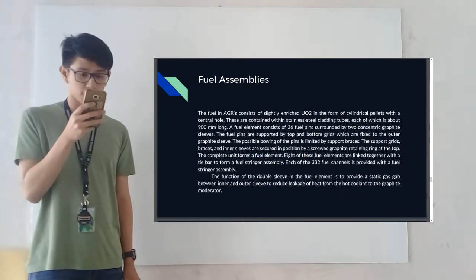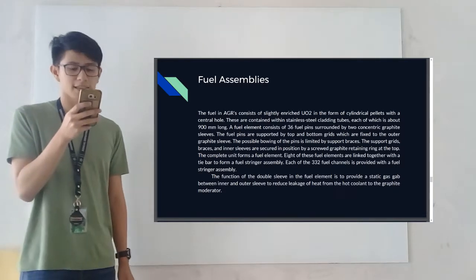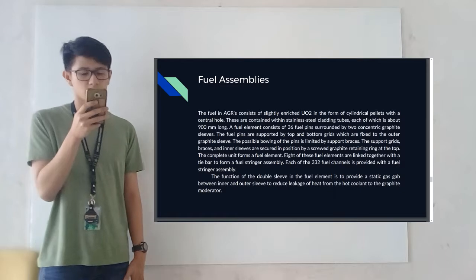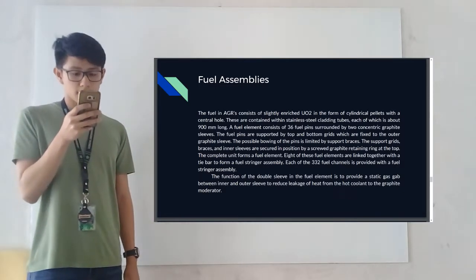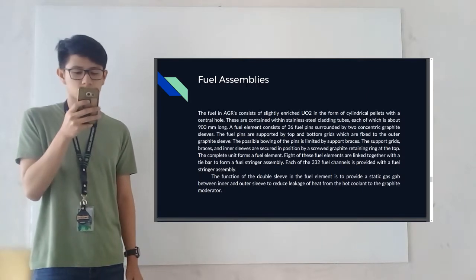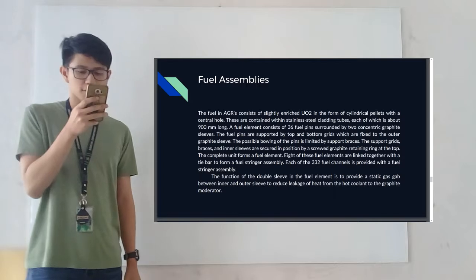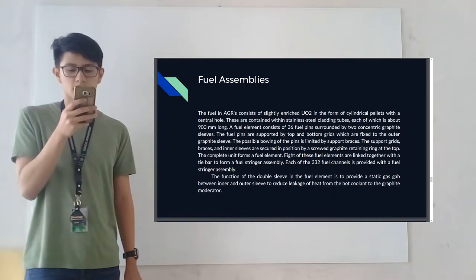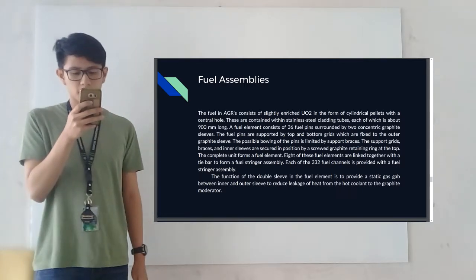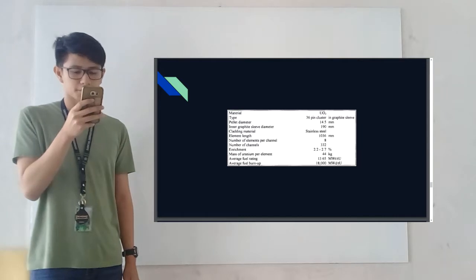Then, for the fuel assemblies, the fuel in AGRs consists of slightly enriched UO2 in the form of cylindrical pellets with a center hole. These are contained within stainless steel cladding tubes, each of which is about 900 millimeters long. A fuel element consists of 36 fuel pins surrounded by two concentric graphite sleeves. The fuel pins are supported by top and bottom grids, which are fixed to the outer graphite sleeve.